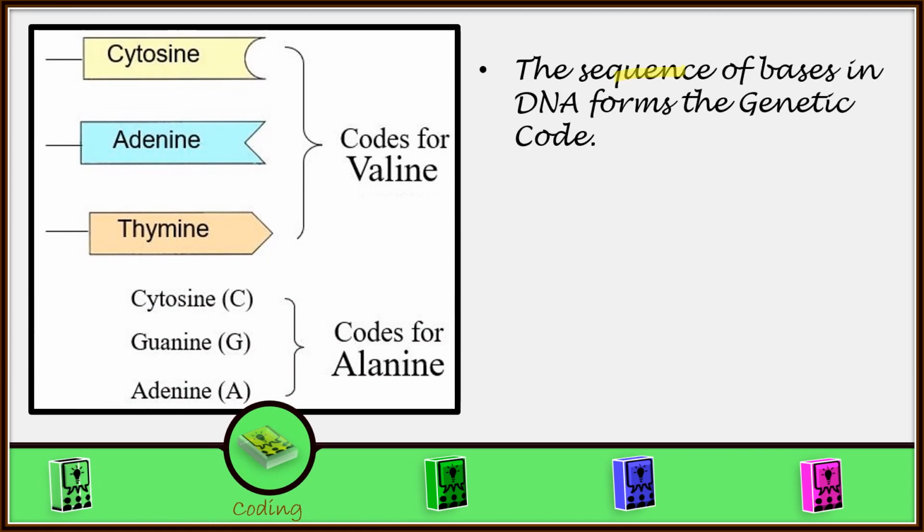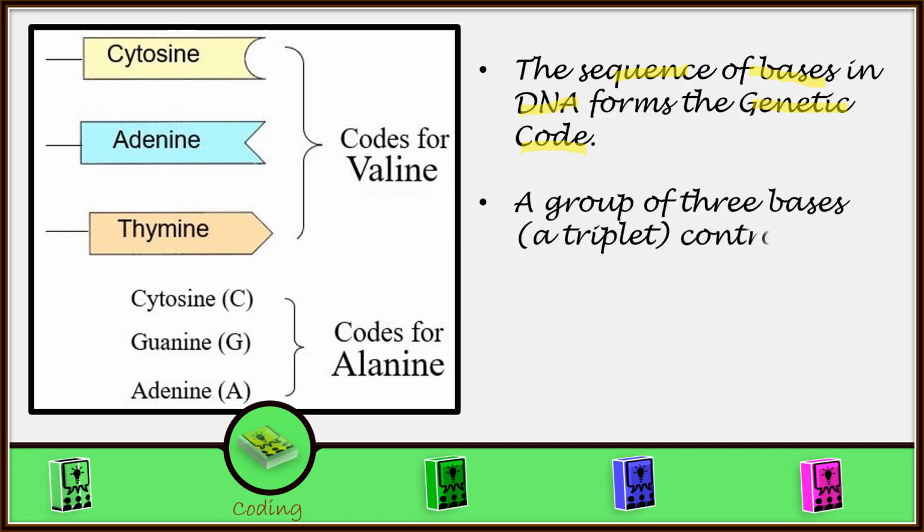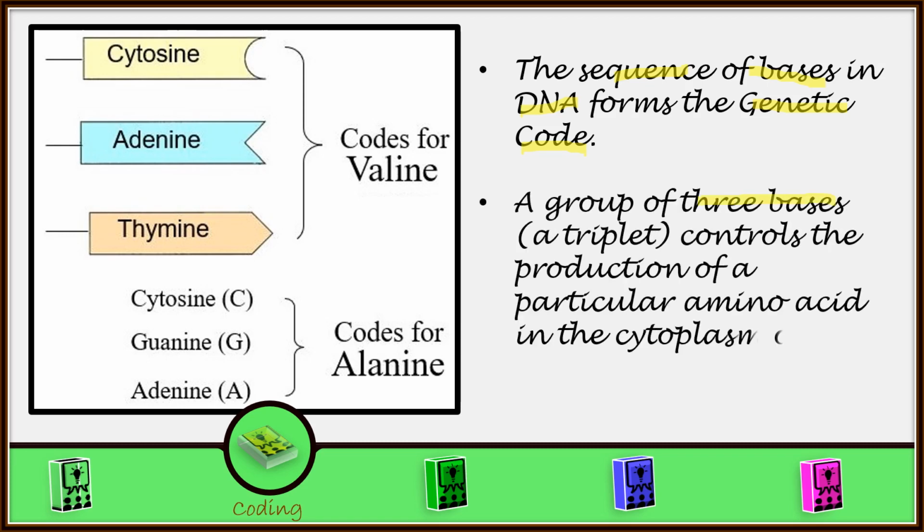The sequence of bases in DNA forms what we call the genetic code. Now, a group of 3 bases, which we call a triplet, controls the production of a particular amino acid in the cytoplasm. So we are saying that the sequence of bases in the DNA forms what we call a genetic code.